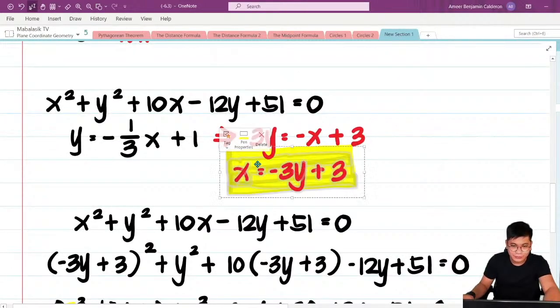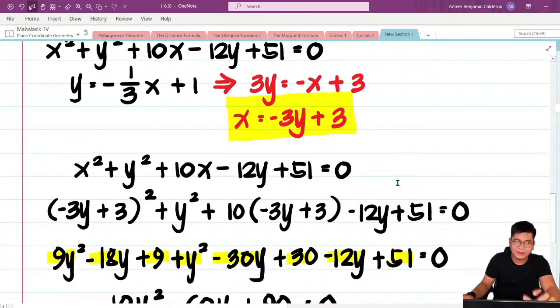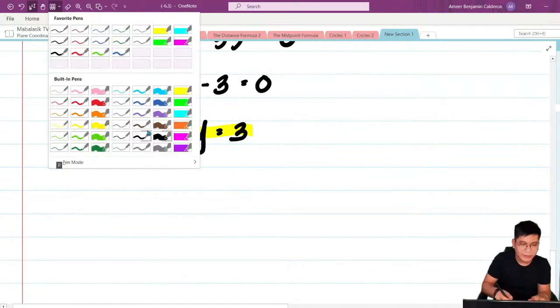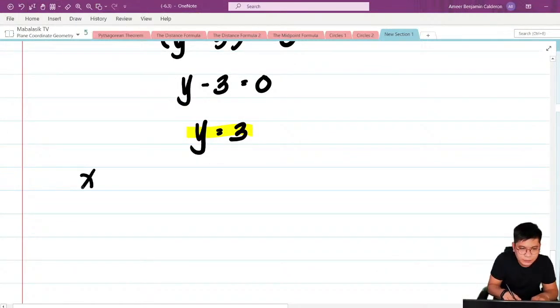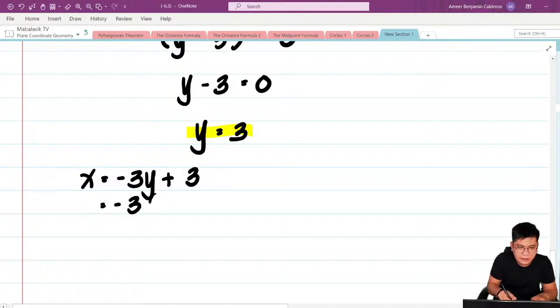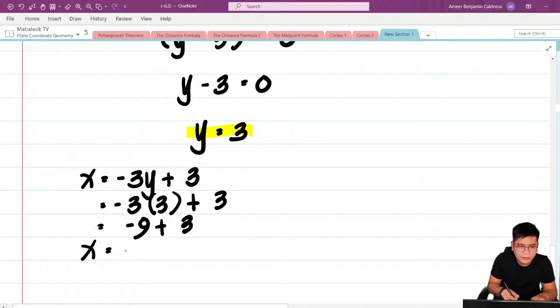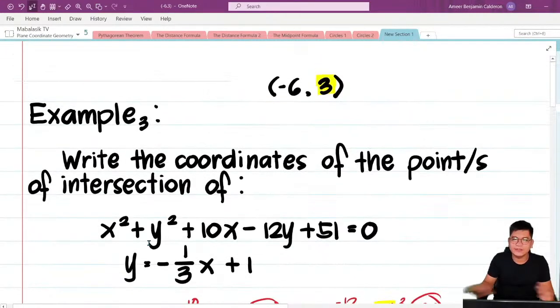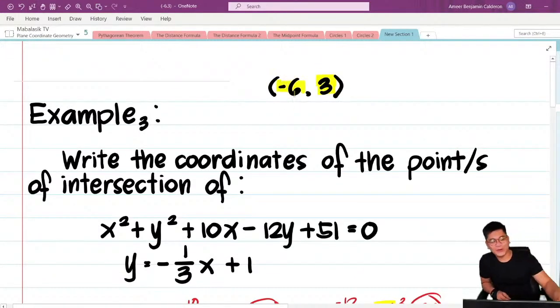Gagamitin ko na lang to. Okay? So, x is equal to negative 3y plus 3. Instead of y, I will write 3. So, that is negative 3 times 3 plus 3. So that is negative 3 times 3, negative 9 plus 3. So x now is equal to negative 6. Is the x coordinate negative 6? Yes. So all three methods produced the same answer.